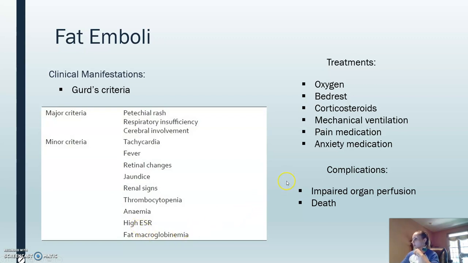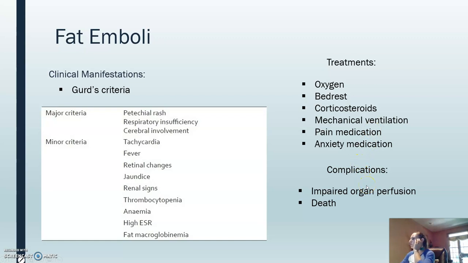So we're going to be putting this person on oxygen. They're going to be on bed rest. We may give them some steroids to decrease that inflammation. We may give them mechanical ventilation if it gets serious enough and they just can't breathe. We may have to intubate them and put them on a ventilator. They may need pain and anxiety medication because this is a scary event. Sometimes they just have that feeling of impending doom, like they're going to die, and sometimes that could be the case, so it's not unfounded.